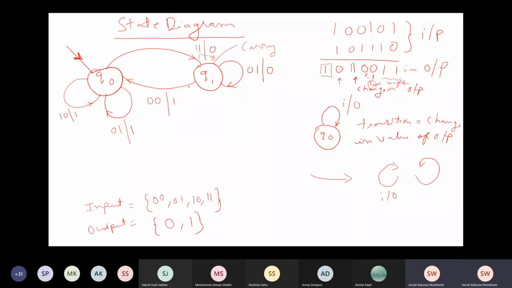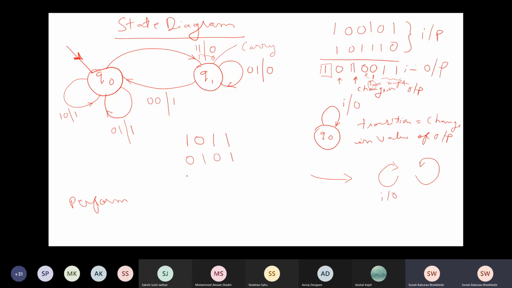Now, let me give you a question. Perform addition of two binary numbers. 1011 is your first number, and our second number is 0101. These are the two binary values I am giving to you, and I'm asking you to draw a state diagram for the same.